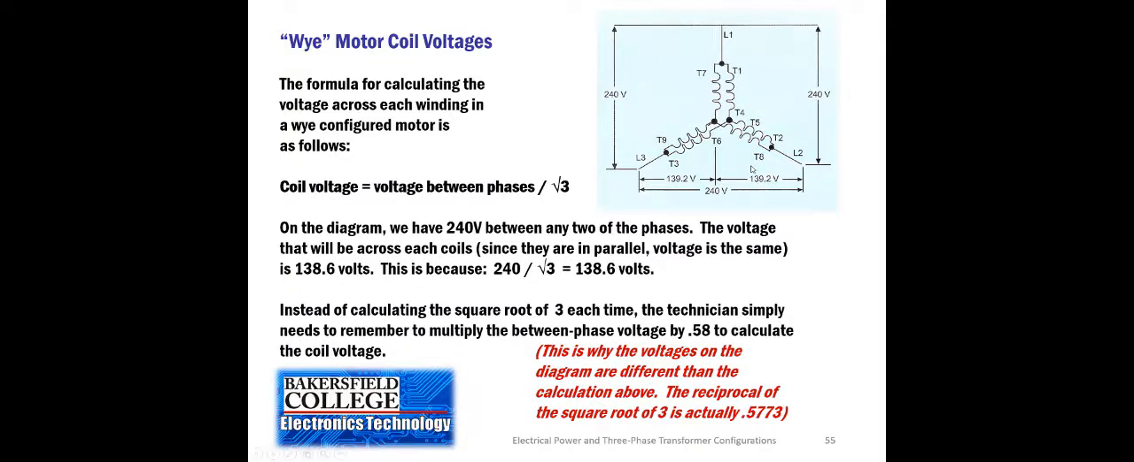This is the same way of doing the voltages across. And in this case, instead of dividing by the square root of 3, we could multiply by the reciprocal of the square root of 3. So the square root of 3 is 1.73. If we take 1 over 1.73, we're going to get 0.5773. So most technicians simply remember 0.58 as the number. So rather than dividing by the square root of 3, we multiply by 0.58. That's all this slide is telling you.